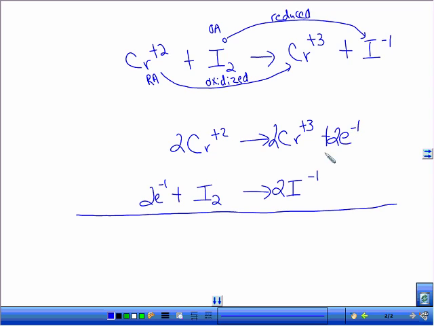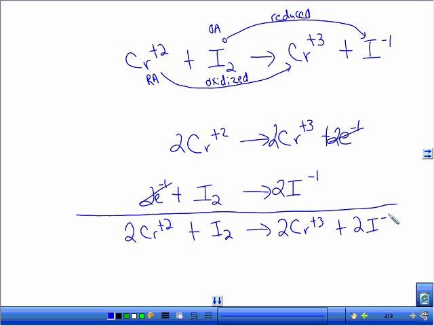Then what I'm going to do is combine the 2 equations back together, and notice if I have e's on the left and e's on the right, they're going to cancel with one another, and I'm just going to bring down 2Cr^2+ + I2 makes 2Cr^3+ + 2I^-1. Okay, and there's my balanced equation.